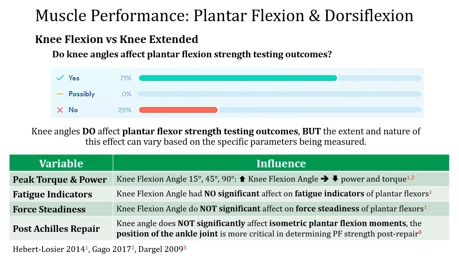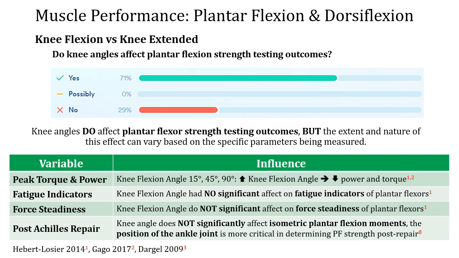In the first column, you have the different variables, and then the influence of what the knee angle would have on the force outcomes and parameters. So you have peak torque and power, with knee flexion angles at 15, 45, and 90. Increased knee flexion angle decreases the power and torque.